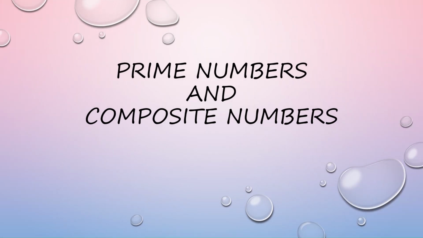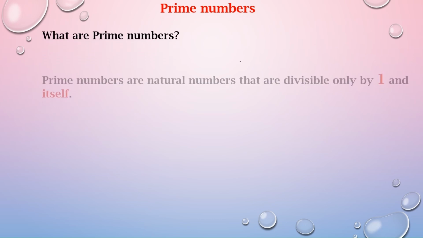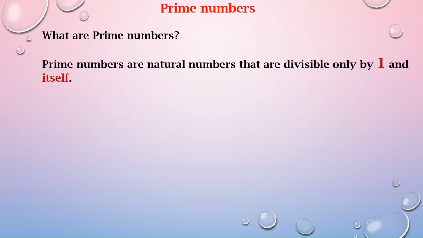Let's do prime numbers and composite numbers today. What are prime numbers? Prime numbers are natural numbers that are divisible only by 1 and itself. All natural numbers start from 1. And all numbers that are natural and are divisible only by 1 and itself are called prime numbers.